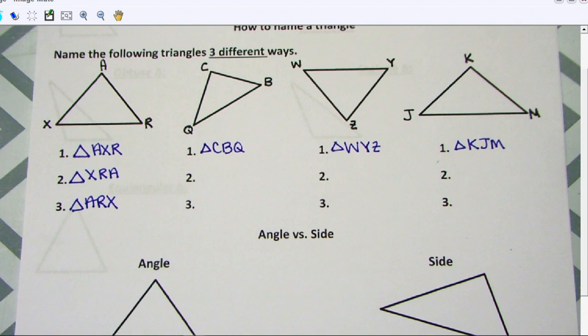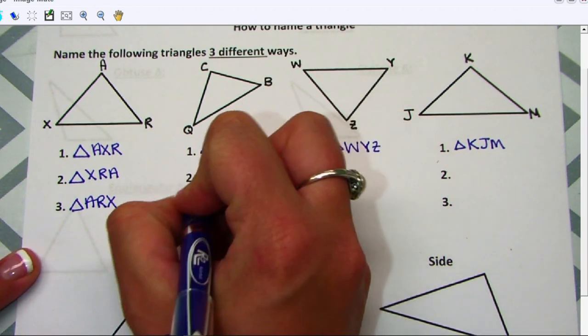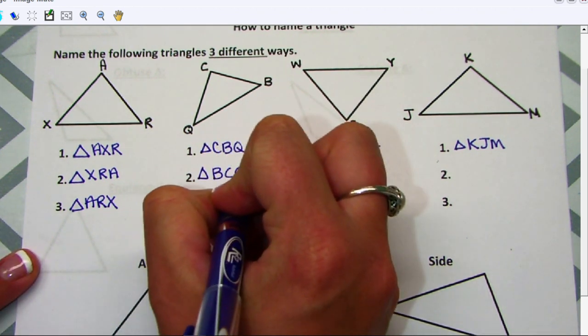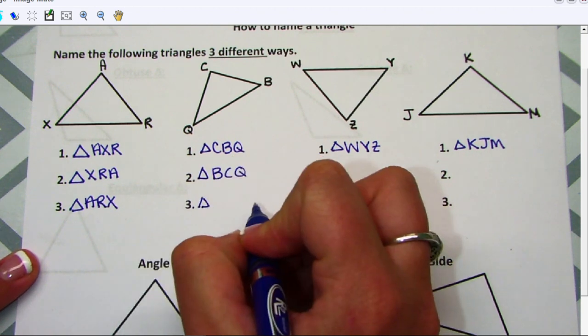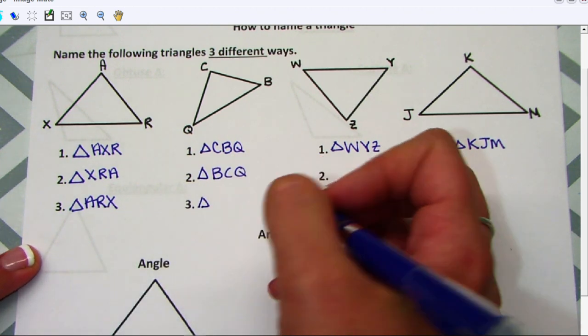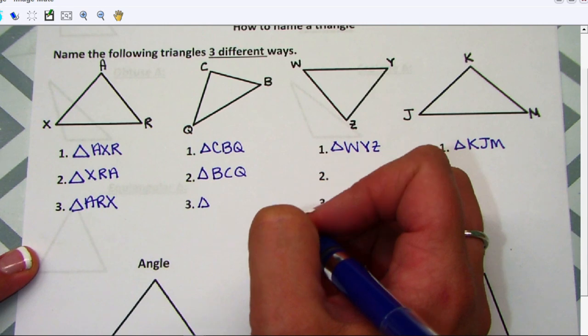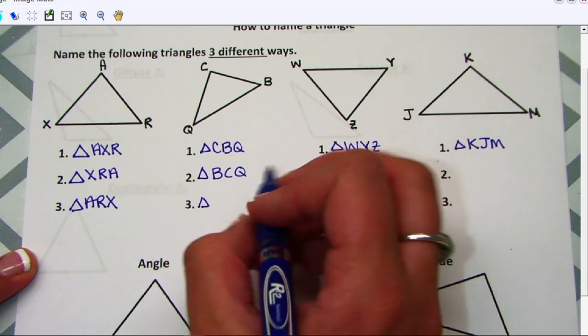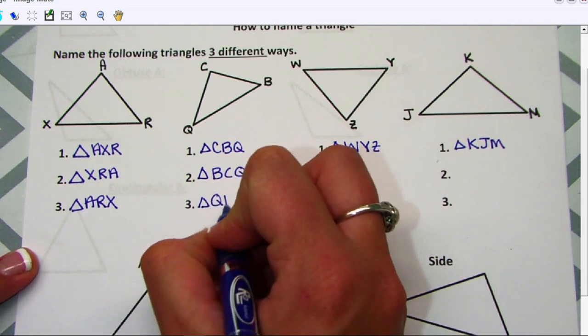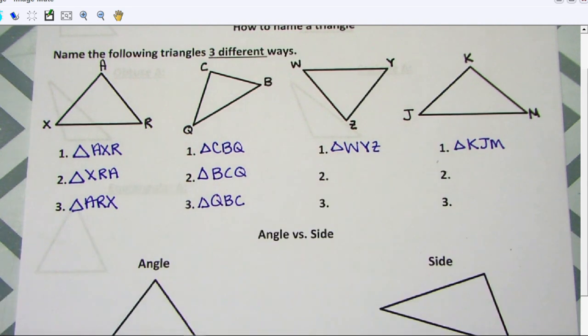All right. So what's another way to name the second triangle? I just wrote CBQ. Okay. BCQ, good. Another way? QBC. What? QBC. CBQ? No, QBC. Oh, QBC. I thought you said CBC, and I was like, there's only one C.